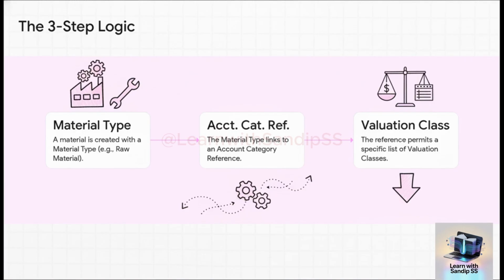So here's the flow, the simple 3-step logic. Step 1, you create a material, and you give it a material type. Step 2, that material type is already linked behind the scenes to an account category reference. And finally, step 3, that reference acts as a filter, dictating which specific valuation classes a user is even allowed to pick for that material. It creates this really controlled, guided path from the material itself straight to the correct financial account.